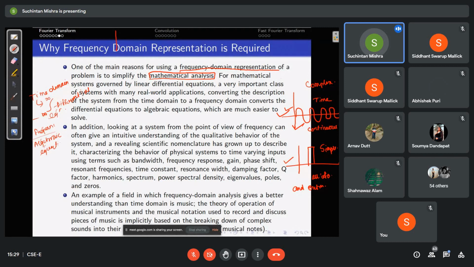Now, is solving a differential equation easy, or is solving an algebraic equation easy? Of course, solving an algebraic equation is easy because the differential equations are in continuous domain, whereas these algebraic equations can represent the discrete domain. And in digital communications, we are mostly concerned with the discrete domain.